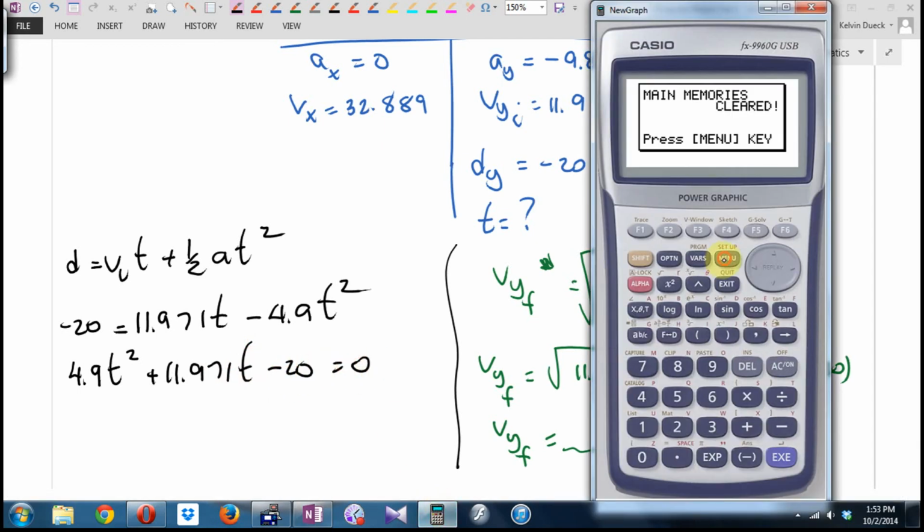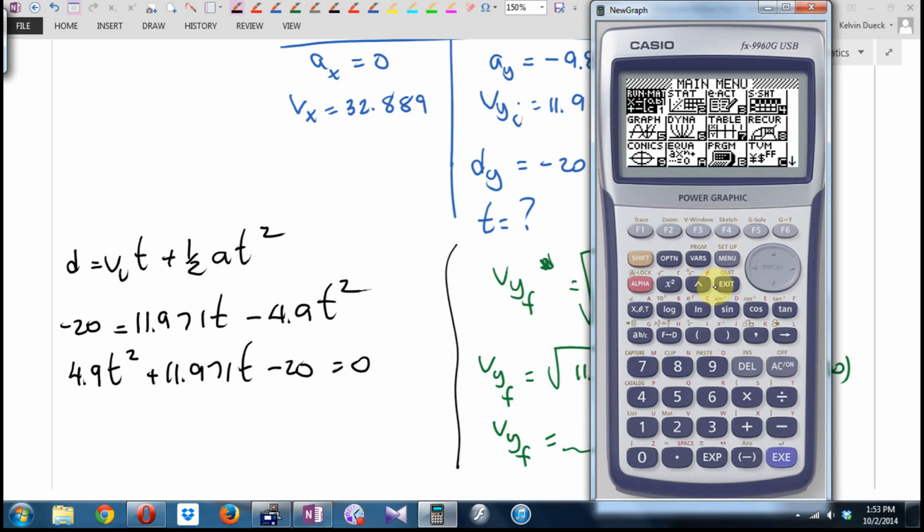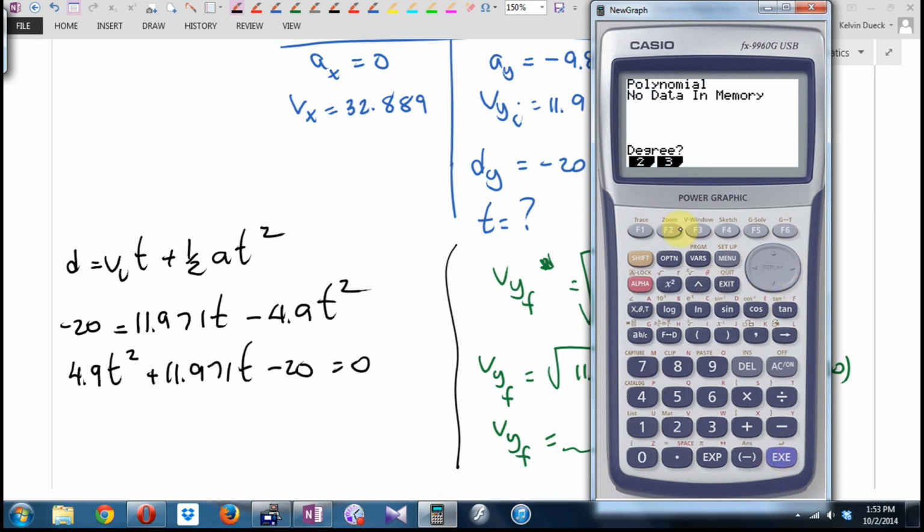I don't have a quadratic solver on my virtual TI, but I do have one on this particular virtual calculator. Polynomial, degree 2, 4.9, 11.971, negative 20, solve. There's a typo there.